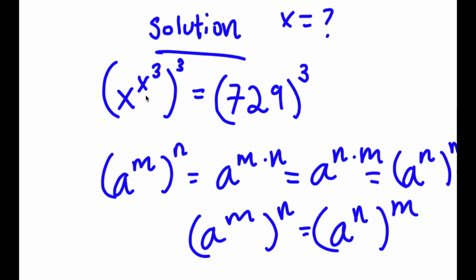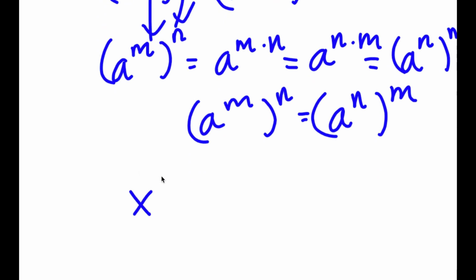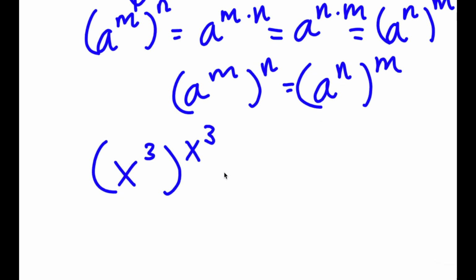So right here we have (x^(x³))³, and we can think of x^(x³) as m and 3 as n. So this is the same thing as (x³)^(x³)... and this is equal to 729³.